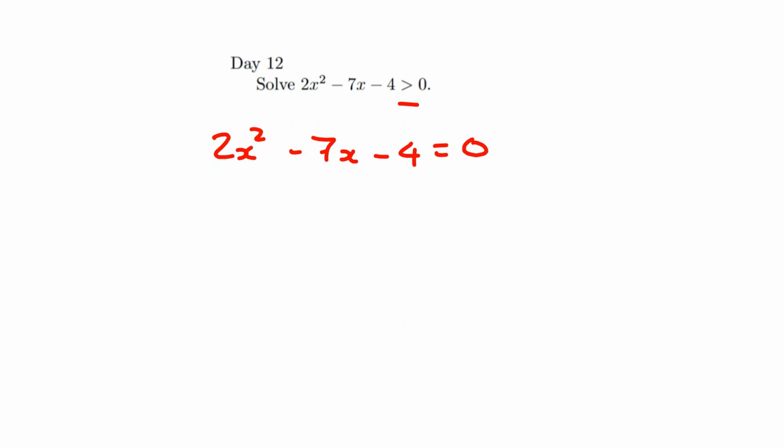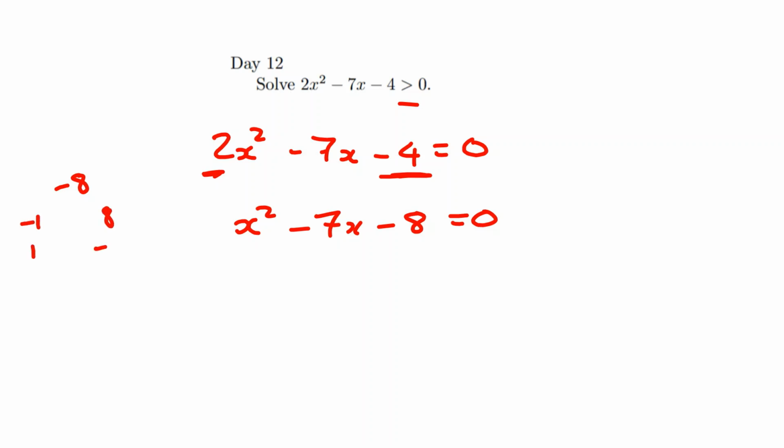So we're going to multiply this last term by the coefficient of x squared. So we're going to get 2x squared minus 7x, take away 8 equals 0. And now we're going to factorize this in the normal way. So we're going to look for pairs of numbers which multiply together to give me negative 8. So we've got minus 1 and positive 8, positive 1, negative 8, minus 2 and 4, and 2 and minus 4. So that's what multiplies together to give me minus 8.